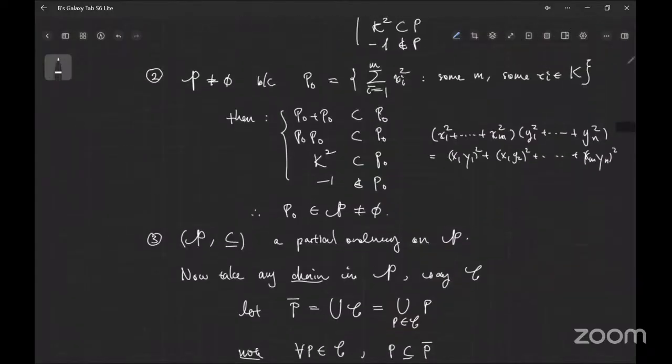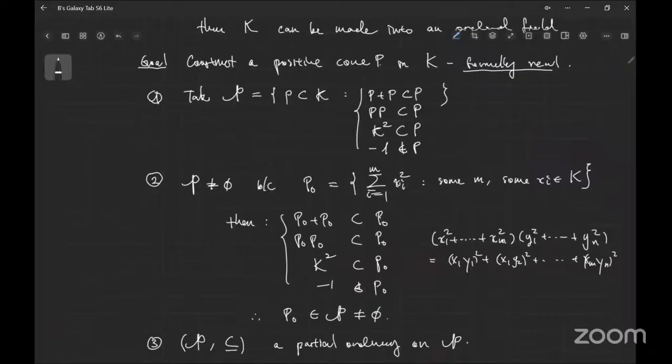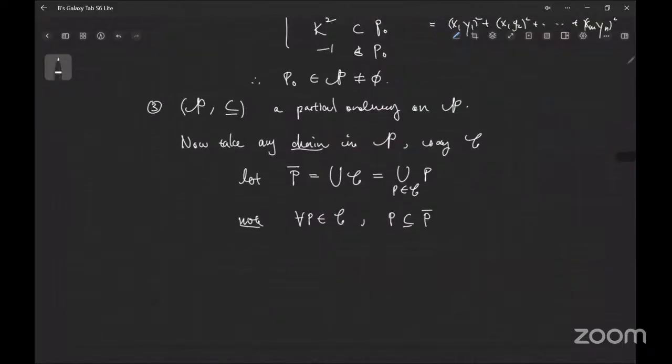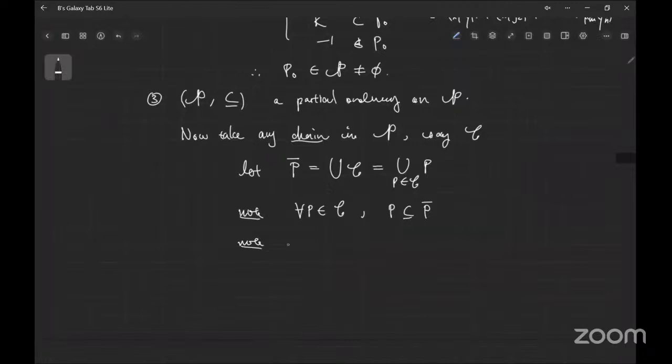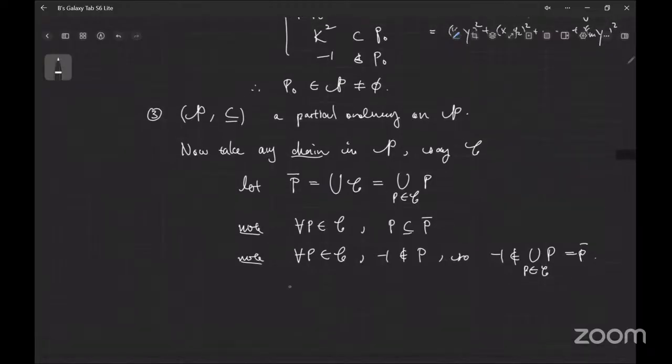To be in script P, though, we have to satisfy these four conditions: closed under sum, product, contains squares, does not have -1. So let's see. Notice for each P in script C, -1 is not in P. So -1 cannot be in their union, which is P bar. So it does not have -1. For each P in C, it contains squares. So of course, the squares are contained in P bar.